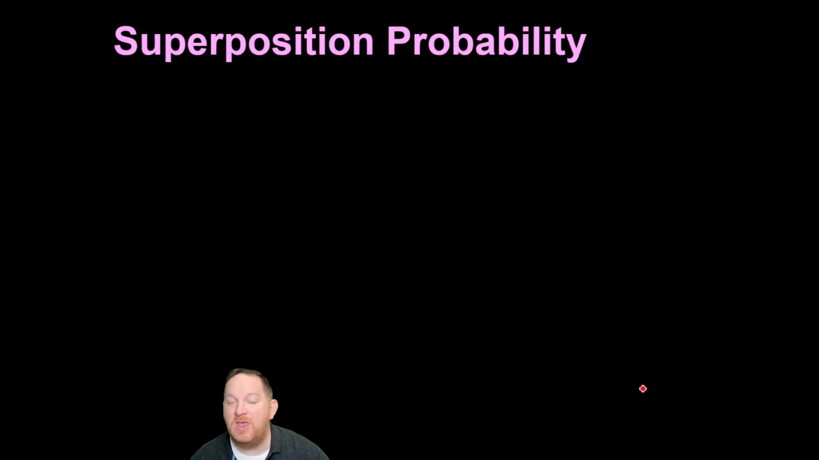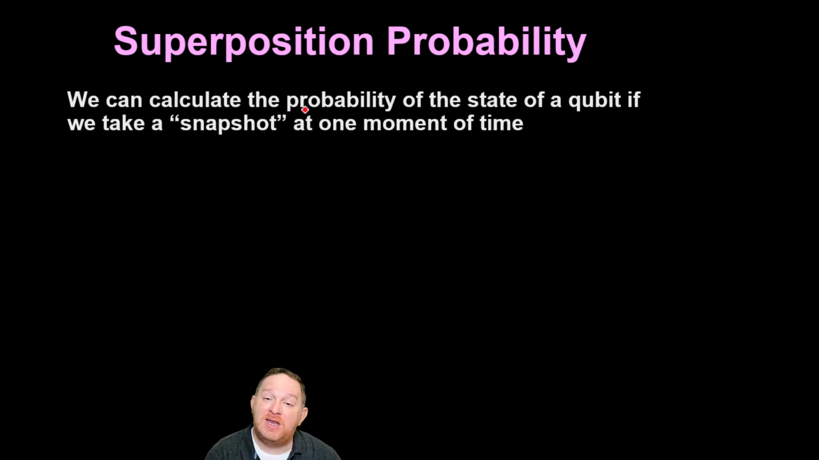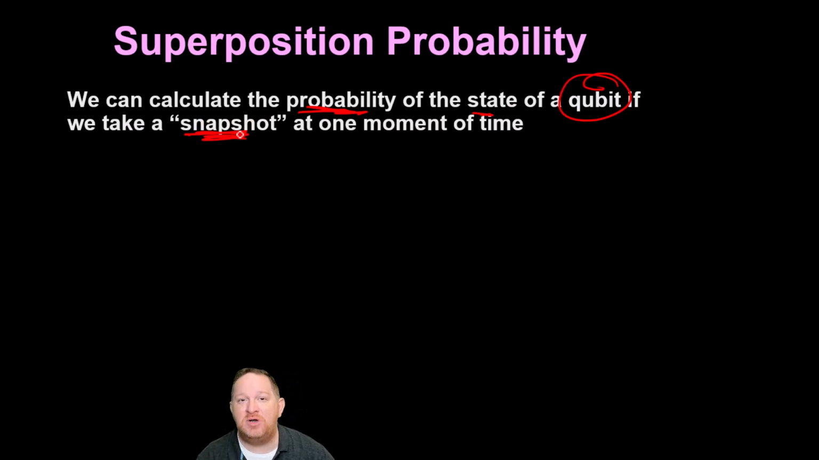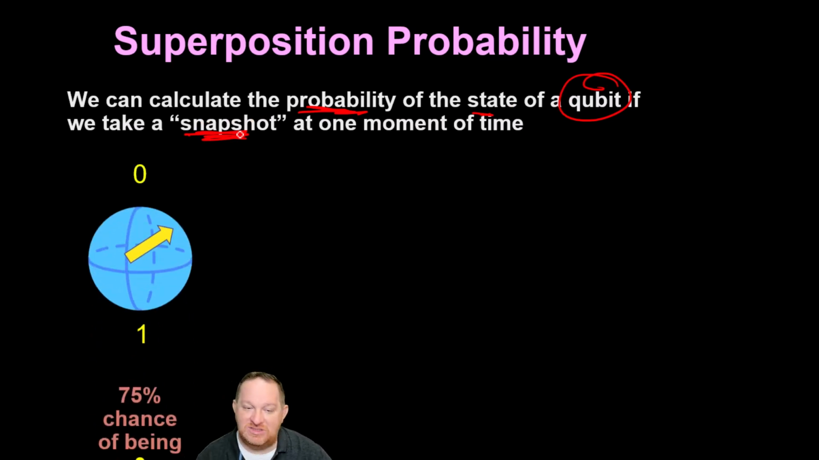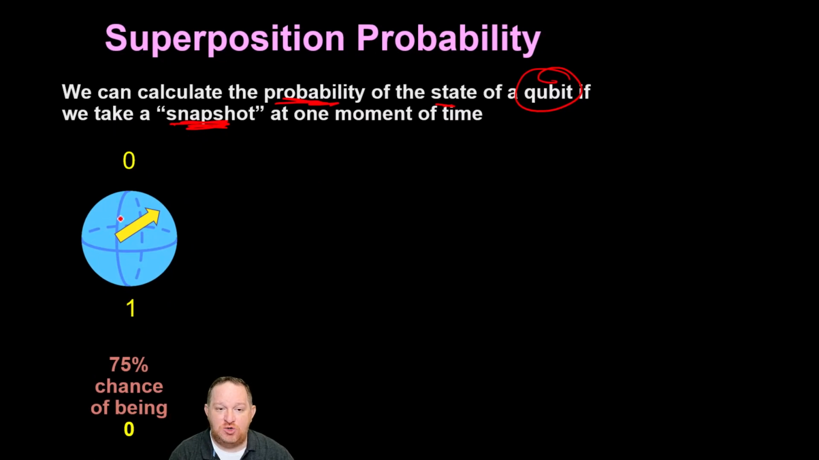Okay, what does this mean? This means we can now calculate a probability of the state of a certain qubit if we take a snapshot at a certain moment in time. So, once again, if you've got this qubit, and remember, it's a wave function, it's moving all around. If we take a snapshot, if we measure, and we're not taking a literal photo, right? We're using circuits and we're taking a measurement at a certain time. And we said, okay, in this case, notice that the wave function is leaning towards 0. So it's more likely, a 75% chance of being 0.